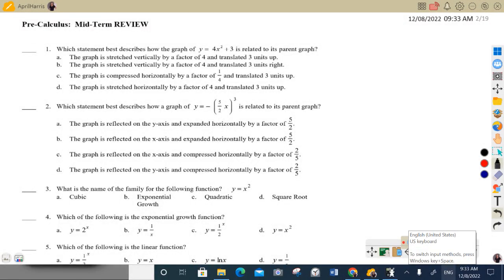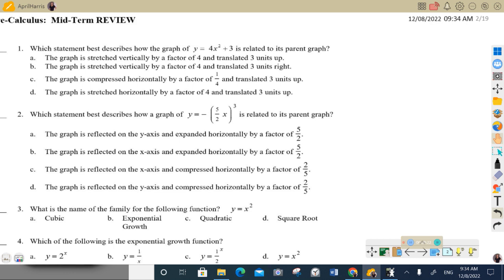Okay, guys, so we're starting the Pre-Calculus 2022 midterm review. Question number 1 says, which statement best describes how the graph of y equals 4x squared plus 3 is related to its parent graph.